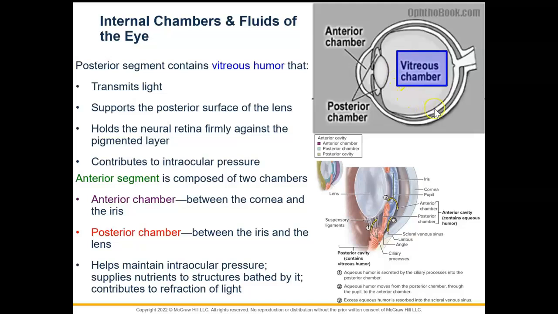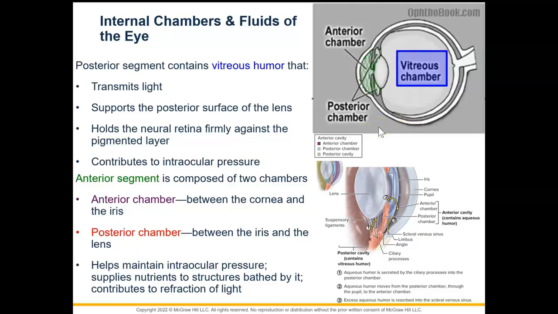And also, we are going to hold the neural retina firmly against that pigmented layer, the choroid. And will also contribute to intraocular pressure. So sometimes when somebody has glaucoma, they get pressure built up in the anterior chamber of the eye, which then puts pressure on the posterior segment of the eye, and that is going to then impinge upon some of the photoreceptors, and we will lose some of the peripheral vision that we have in glaucoma.